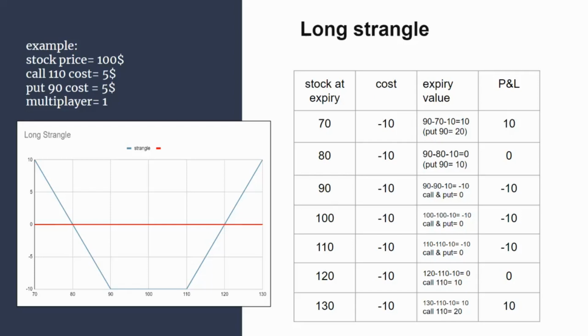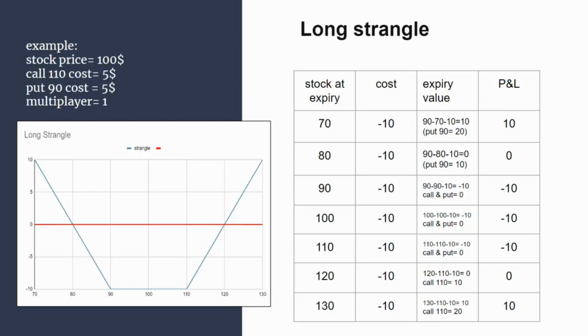What happens at 120? Finally, we are entering something which is better. That means that we are at a break-even point here. That means that now the put 90 has expired worthless, but the call 110 gave us $10. That's what it was worth at the expiration. But we still had to pay previously, at the beginning of the month, a cost of $10. That means we're at zero.